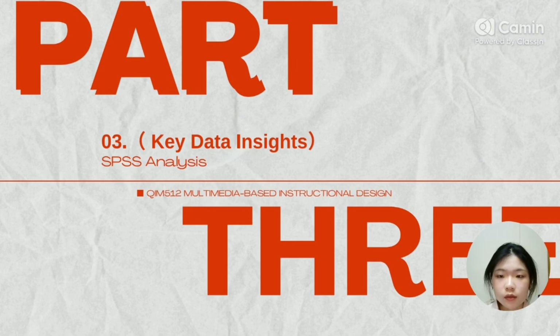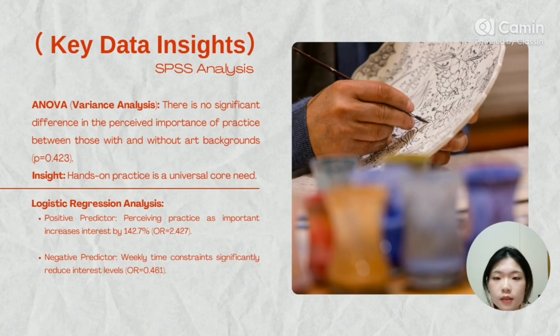In part 3, we used SPSS to dig deeper into what truly drives their motivation. Our SPSS analysis provided the evidence for our strategy. First, through ANOVA, we found that regardless of art background, all learners consider hands-on practice to be a universal core need, P equals 0.423. Second, our logistic regression revealed that perceiving practice as important increases learning interest by a massive 142.7%. Conversely, time constraints were the strongest negative predictor of interest.